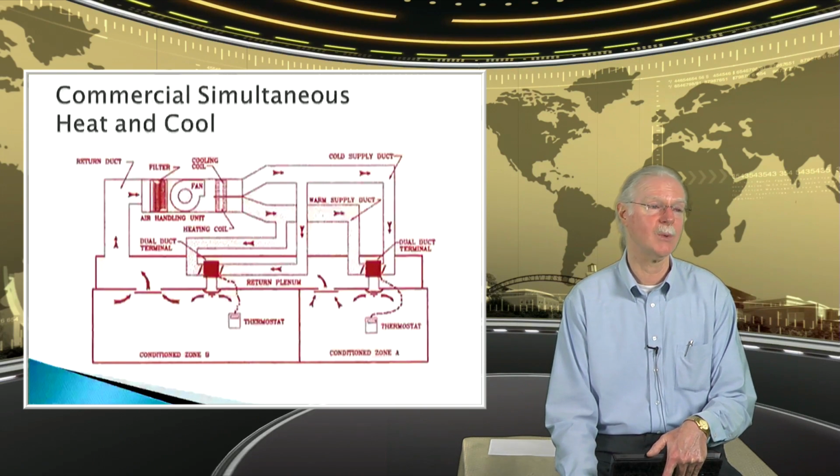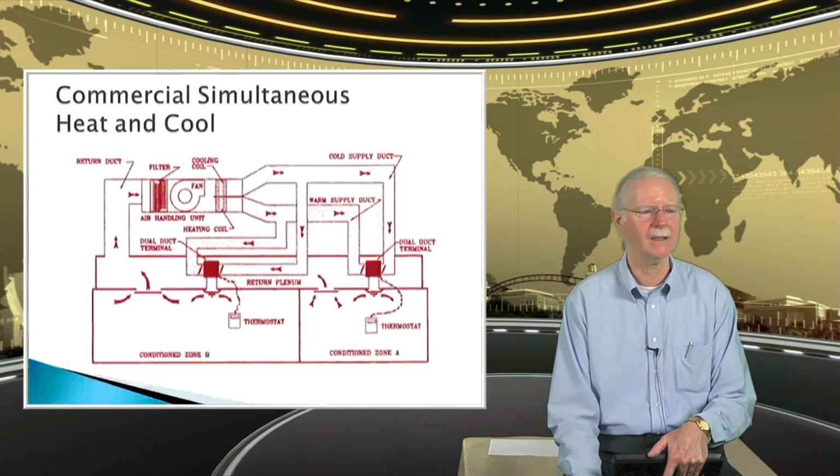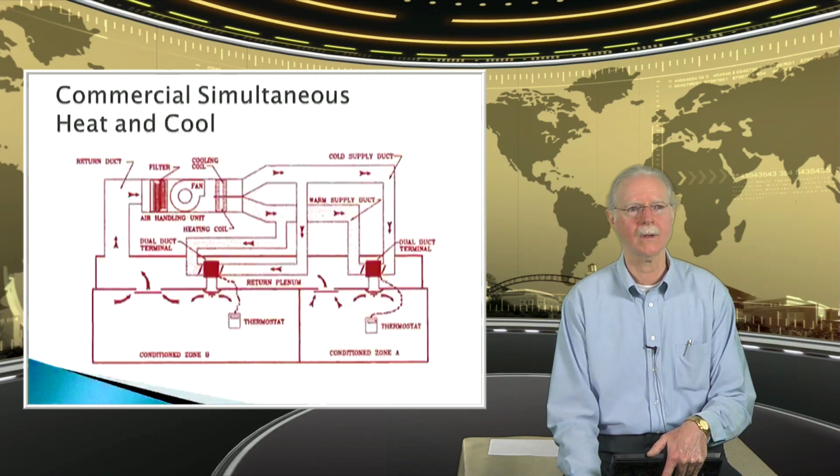To get around that, typically they supply both heating and cooling at the same time. In this particular case, it is using a control box at the specific location that has dampers which open and close and let in a certain amount of cool air or heat air to meet the demand that's called for by the thermostat.